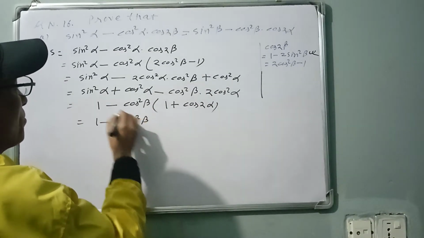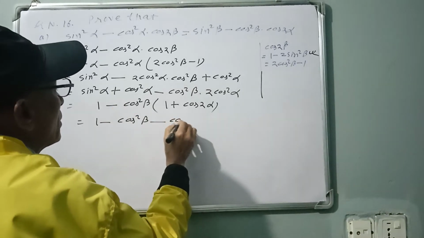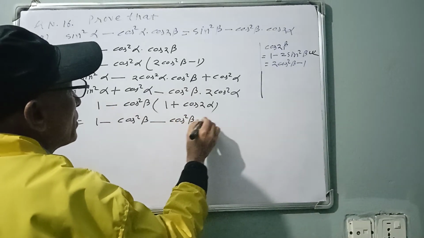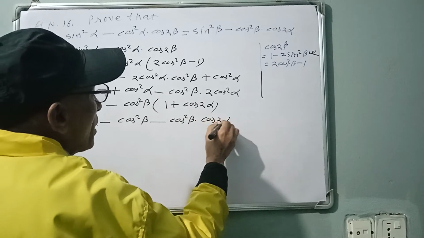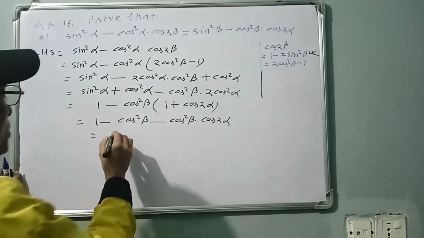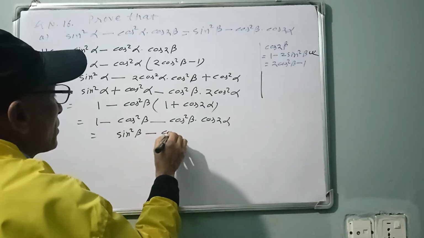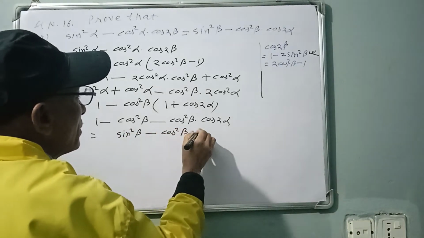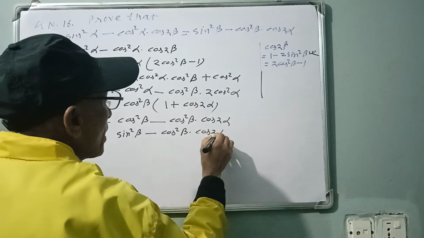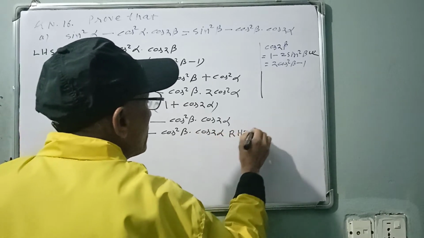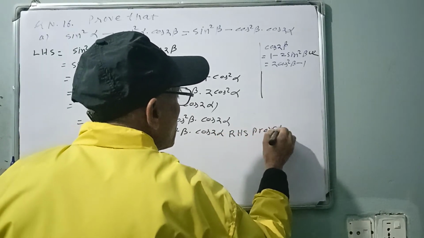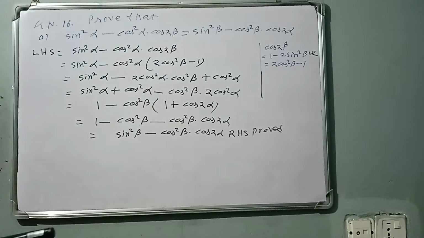cos square beta minus cos square beta into cos 2 alpha. 1 minus cos square beta is sin square beta minus cos square beta into cos twice alpha. Right hand side proved. Then how to use the formula before solving?